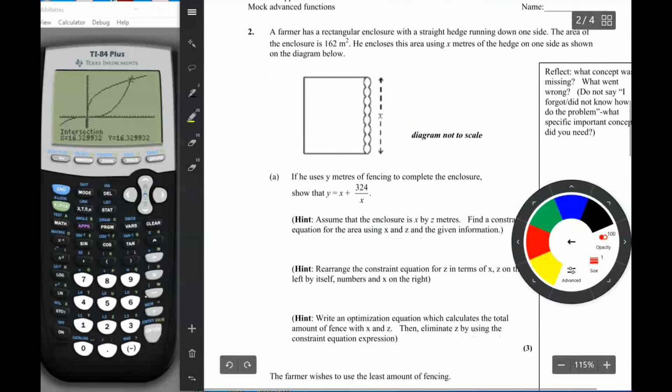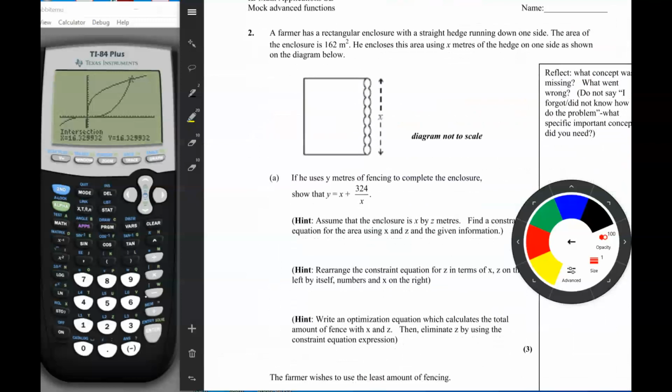Problem 2, it's an optimization problem. A farmer has a rectangular enclosure with a straight hedge running down one side. So a hedge is like a bush. So I'm just going to color it green so that you can see that is. So you have a straight hedge running down one side.